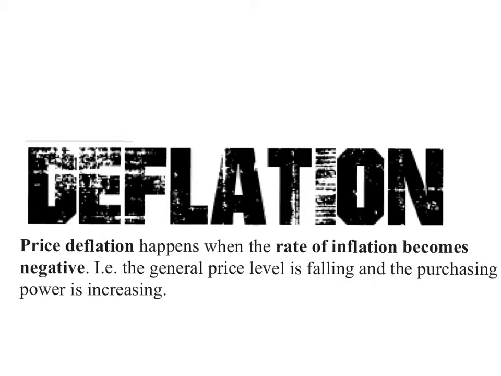So what this video is delving into is what exactly is deflation, the different types of deflation, what can cause it, the advantages and the disadvantages of deflation, and then some real-life examples. So the definition, as it says here, price deflation happens when the rate of inflation becomes negative. So this is when prices are falling, okay? And because prices are falling, then the value of money is going up, and therefore purchasing power is increasing.